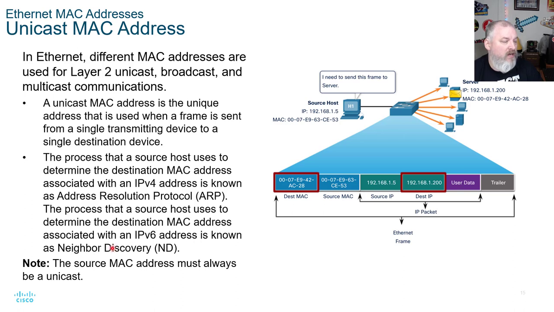The process that a source host uses to determine the destination MAC address associated with a V6 address is known as neighbor discovery, or ND. You need to be aware of that as well. That's the V6. So V4 is ARP, V6 is ND, or neighbor discovery. And the source MAC address must always be a unicast.